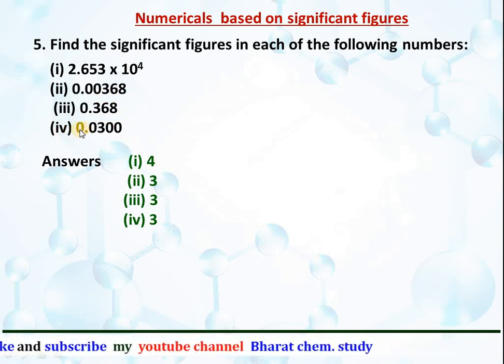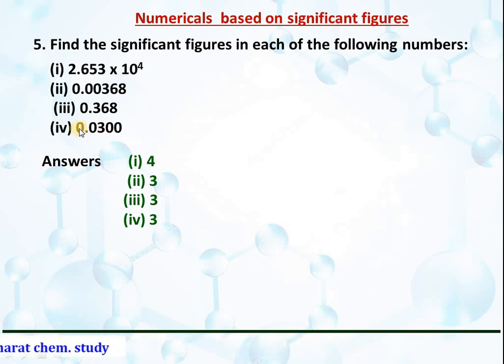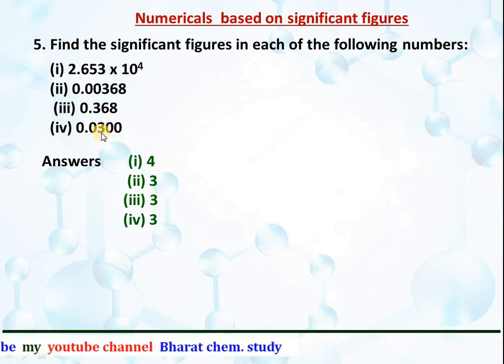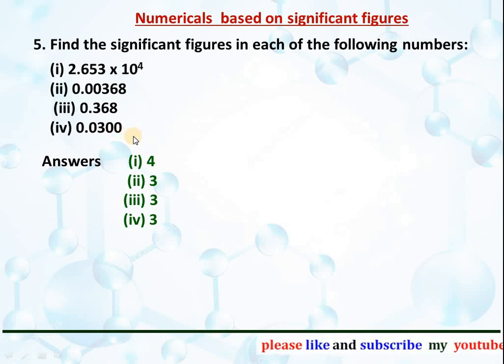In the fourth, these two zeros which are present in front of a non-zero are not significant, but the zeros present at the right of the decimal place are significant. Therefore, it is also having 3 significant figures. This 3 and these two zeros also become significant.